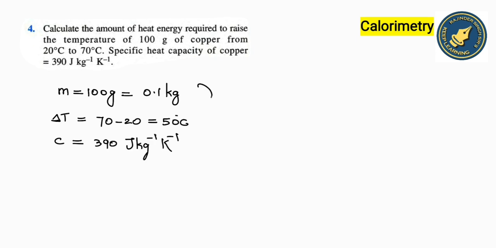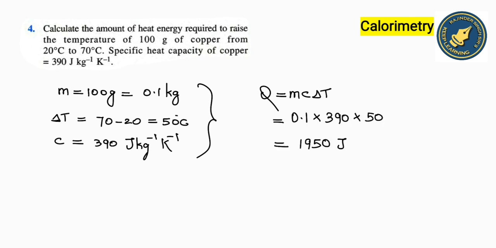Very simple question. Using these three values we can find the heat energy. Q is equal to mc delta T. Substitute the values and the answer is 1950 joules.